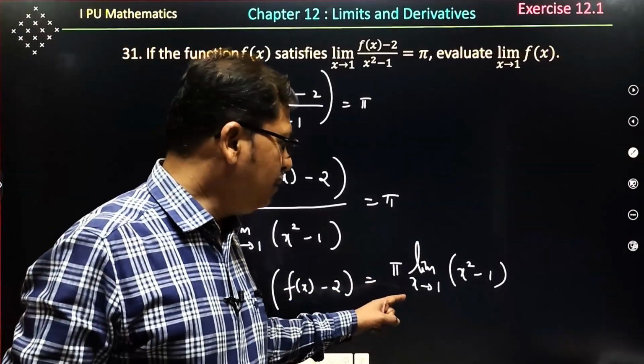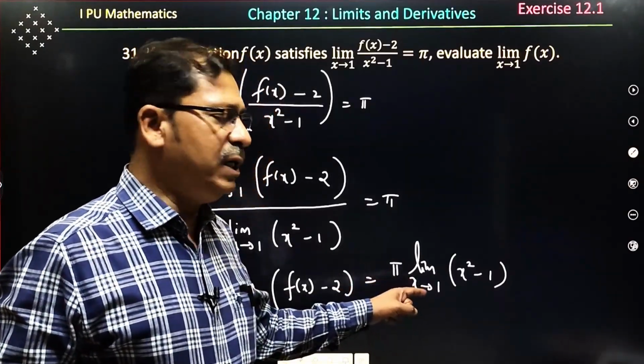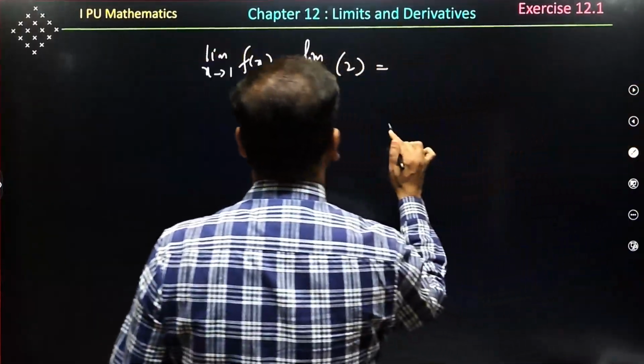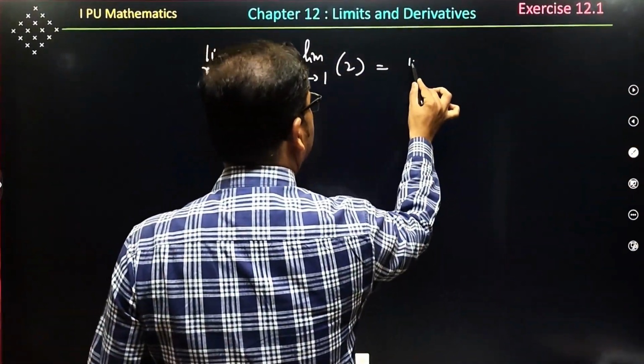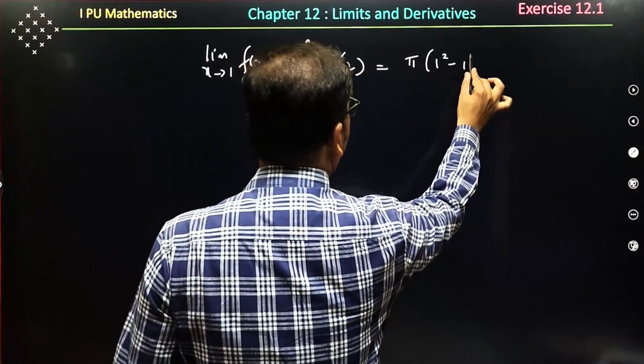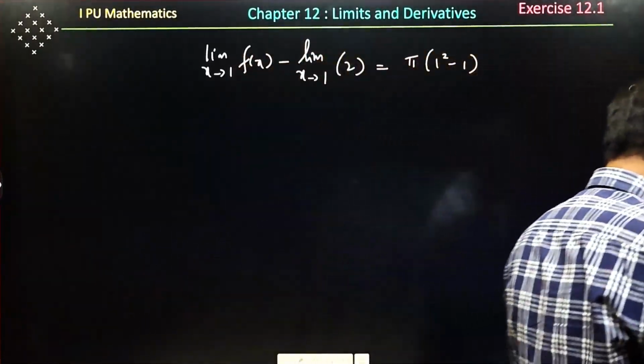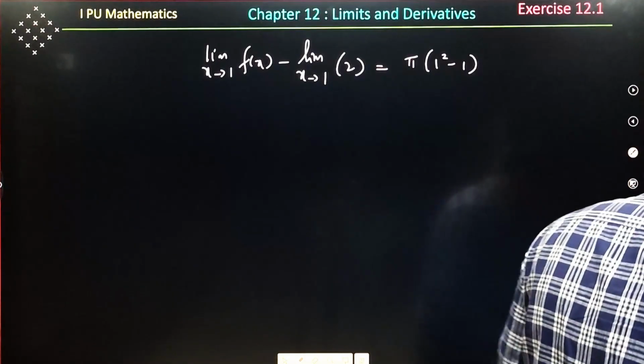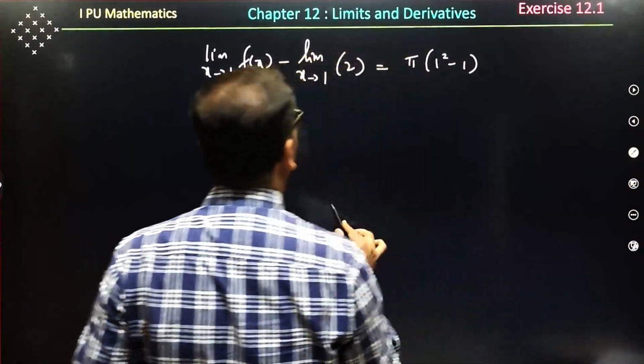Please concentrate here. You substitute x equal to 1 at this stage here. Directly it can be evaluated here. So this is equal to pi as it is outside, 1 square minus 1. x square minus 1 is there, no, it is x square minus 1. Yes, x square minus 1. Let us substitute this value.